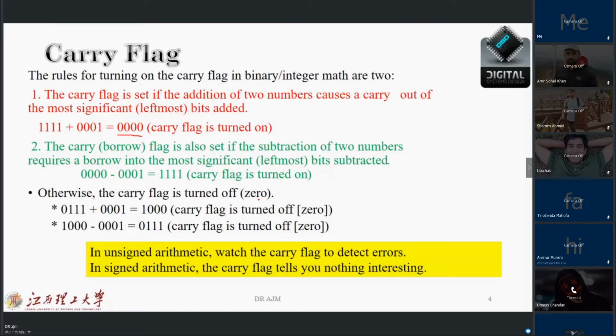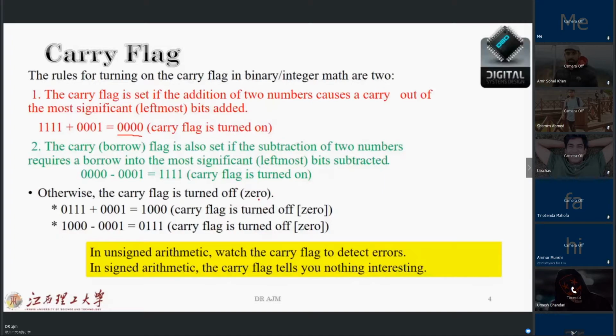Something like this example that I show you: 0 1 1 1 plus 0 0 1, which is equal to 1 0 0, and the carry flag is turned off. And 1 0 0 minus 0 0 0 1, the carry flag is turned off again, 0. In unsigned arithmetic, we can watch the carry flag to detect the error, and in signed arithmetic, the carry flag tells you nothing, which is interesting.